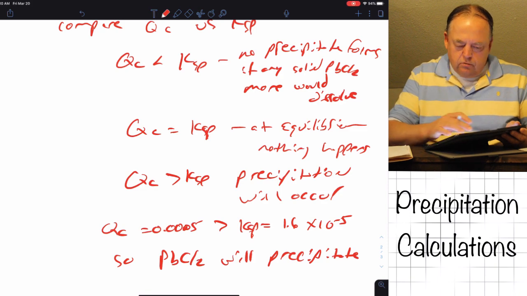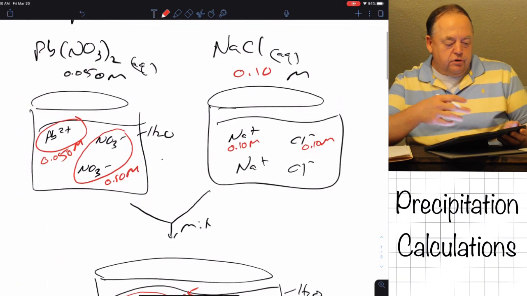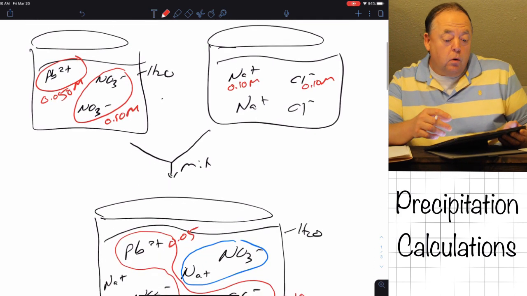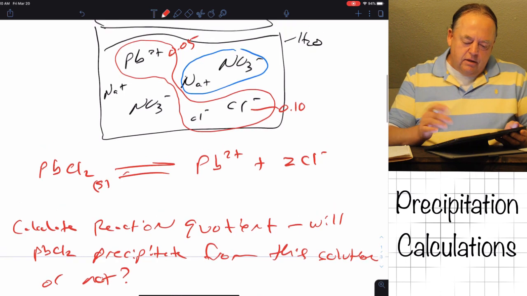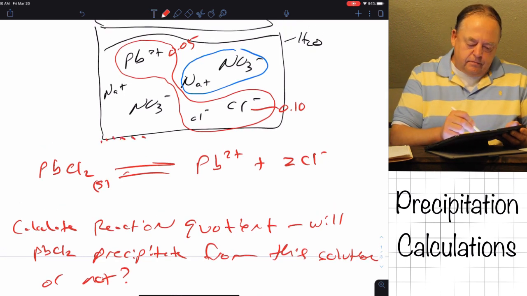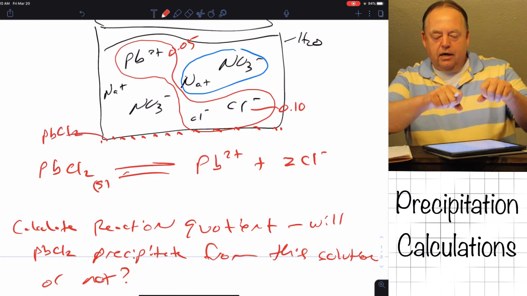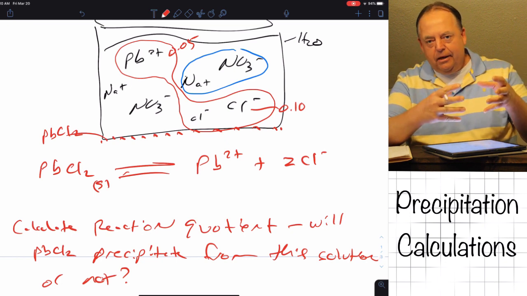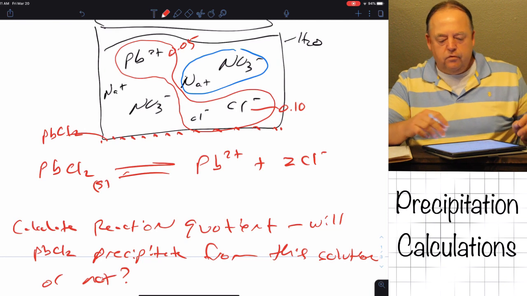So if you did this experiment in lab, if you made a 0.05 molar solution of lead 2 nitrate and a 0.1 molar solution of sodium chloride and mixed them together, then what you would find is that lead chloride would start to precipitate out of solution. The minute you mix them together, the solution would become very cloudy, and gradually the lead chloride that's formed would settle out to the bottom of the reaction.